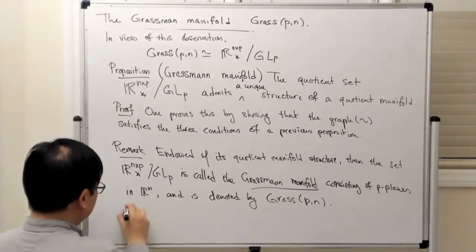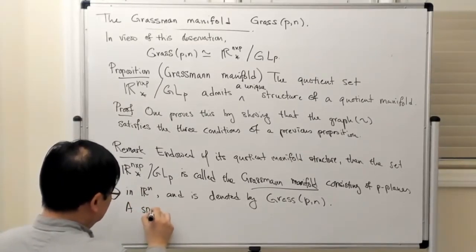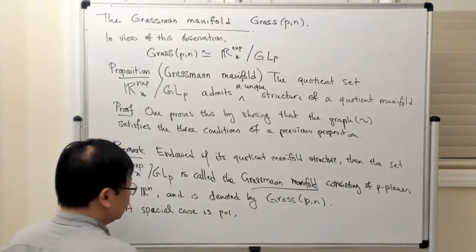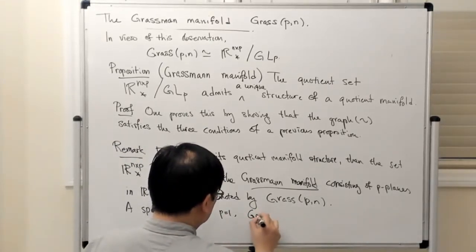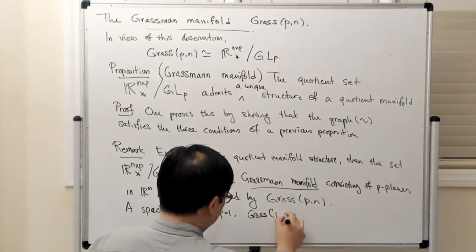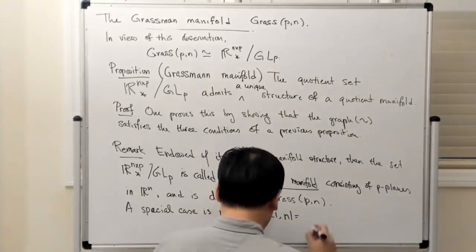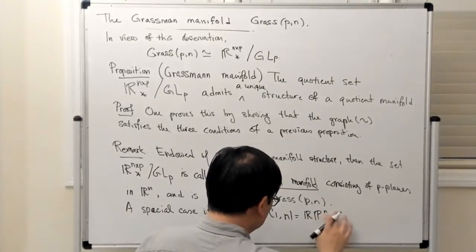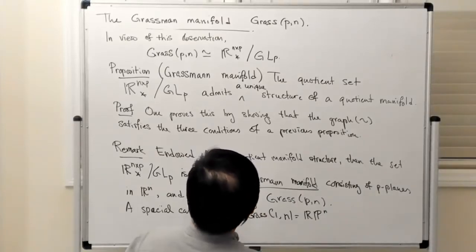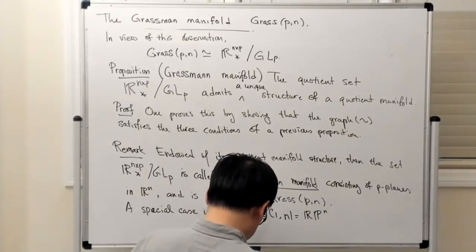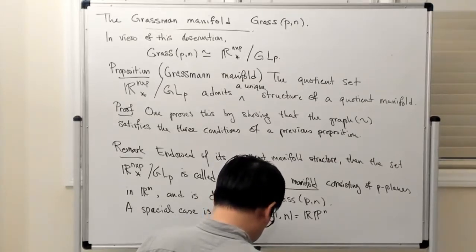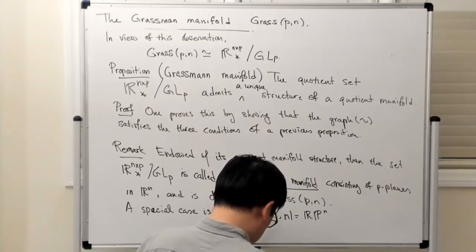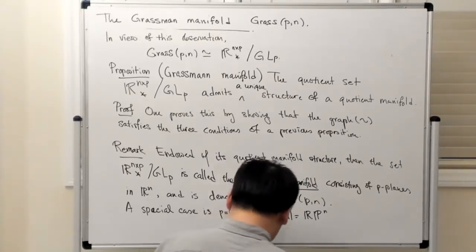As a special case, p equals 1, where Grass(1,n) is just the real projective space of dimension n. Okay.